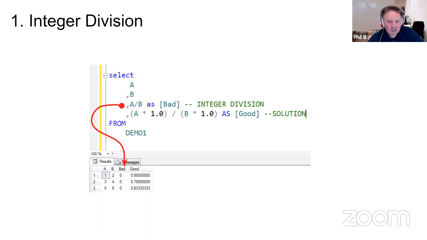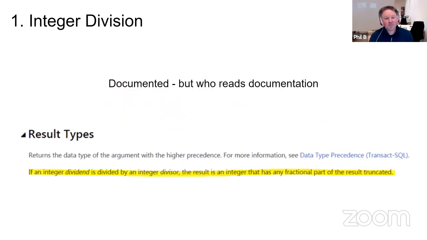That's not exactly what we would expect. To correct that, if ever I'm dividing things, multiply something by 1.0, not just by 1. Putting the .0 in will change the data type from an integer to a float or real, and you'll get the correct answer. A lot of people don't know that, and it's actually documented: if an integer dividend is divided by an integer divisor, the result is an integer, with any fractional part of the result truncated. So just be aware of that.